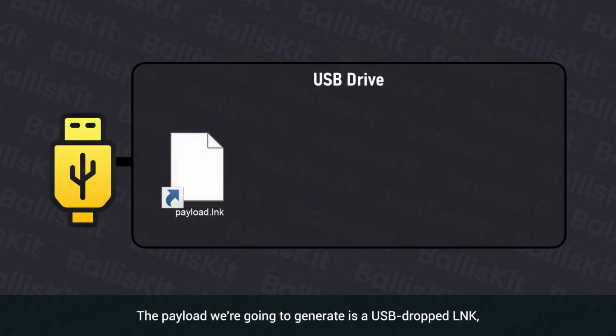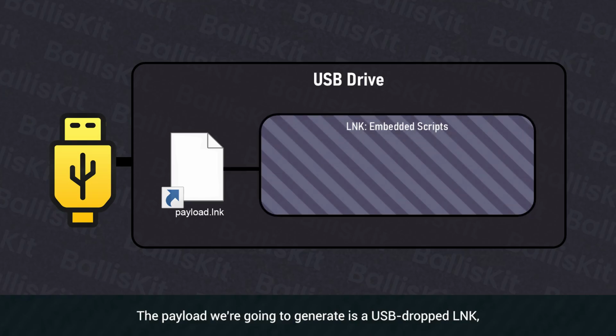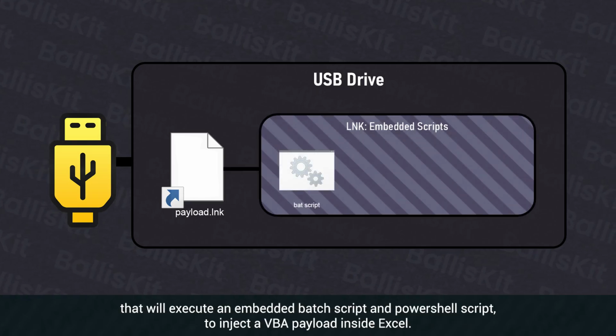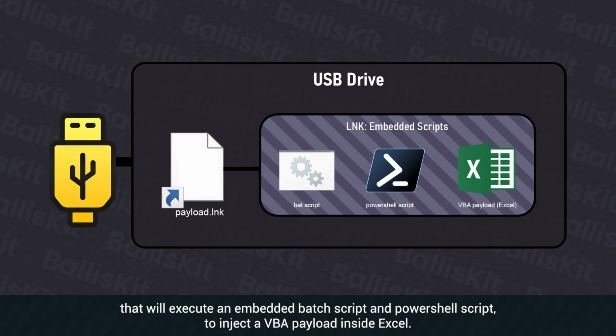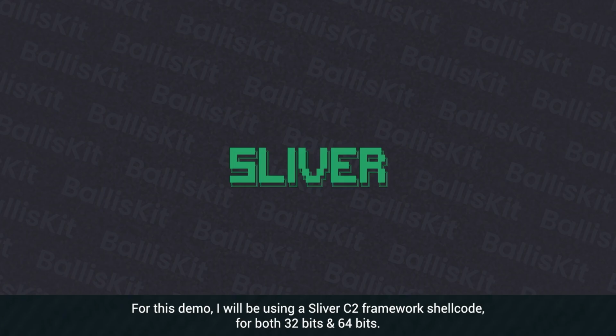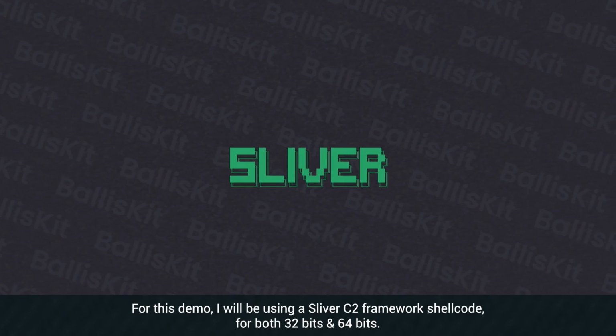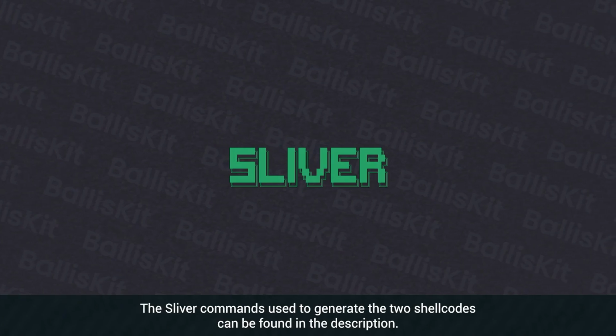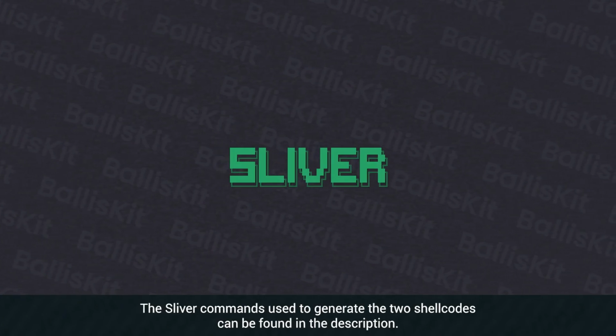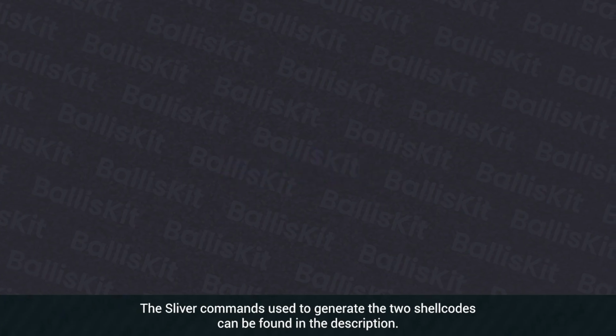The payload we're going to generate is a USB-dropped LNK that will execute an embedded batch script and PowerShell script to inject a VBA payload inside Excel. For this demo, I will be using a Sliver C2 framework shellcode for both 32 bits and 64 bits. The Sliver commands used to generate the two shellcodes can be found in the description.